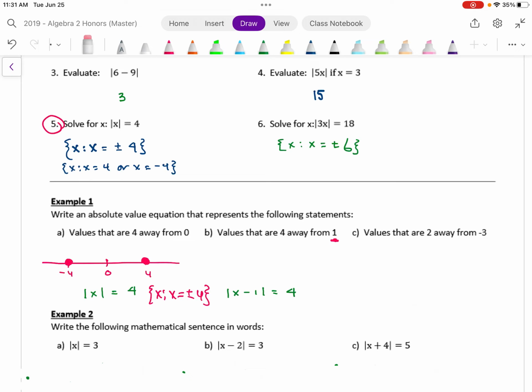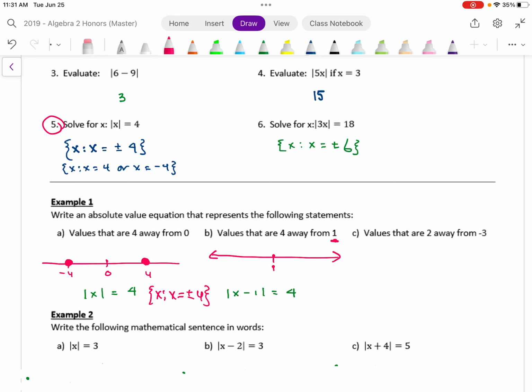If I drew out what it's asking for, it's saying all the values that are 4 away from 1. So we center it at 1 and now go 4 to the left. That's negative 3. And 4 to the right would be positive 5. So I already know conceptually that what these words are saying is asking me to find negative 3 and 5. Now that means if I substituted in negative 3 into that equation, this needs to be a true statement. So if I substituted negative 3 and subtracted 1, I would get negative 4. And the absolute value of negative 4 is actually 4. So yeah, that works.